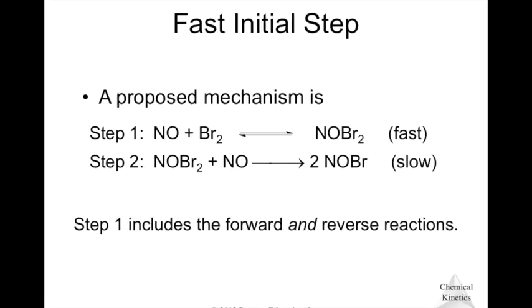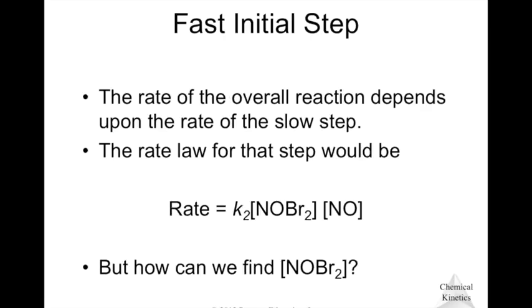So one proposed mechanism is this. Step 1 and step 2, we think step 1 is a fast step and step 2 is a slow step. And notice that for step 1, we've got forward and reverse arrows here. That's going to become important. So the overall reaction depends on the rate of the slow step, like we said, which was step number 2. So the rate law for that step would be K sub 2, concentration of NOBr2, concentration of NO.